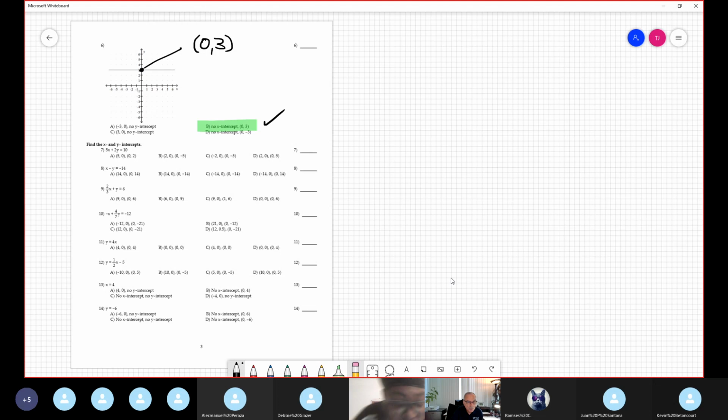Good. Okay, now I propose this idea: they want to find the intercepts again, but no graph is given now. This equation is given. Number 7, we have 5x plus 2y equals 10, and they want to find the intercepts. I remember the mnemonic device to do this is using the table.